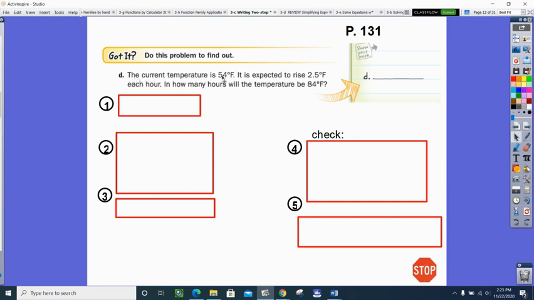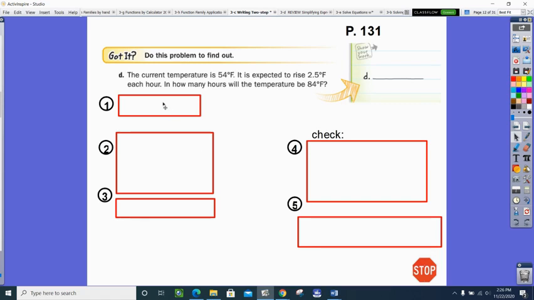The current temperature is 54 degrees Fahrenheit. It's expected to rise by 2.5 degrees Fahrenheit each hour. How many hours will the temperature be 84 degrees? How many hours later? Pause the video, define your variable, write your equation, solve it, check it, answer the question, and let's see how you did.